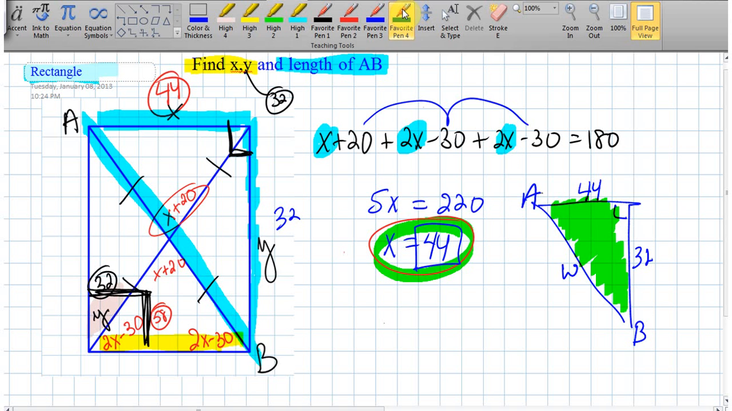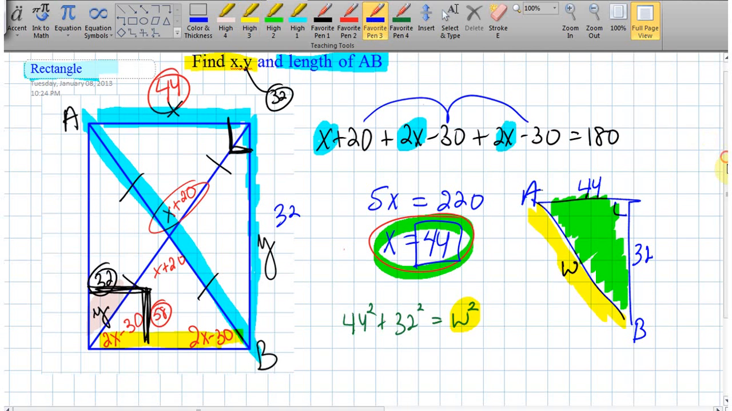So when we set up Pythagoras, let's do that. Let's go 44 squared plus 32 squared equals W squared. Notice I put the W squared all by itself because when we set up using Pythagoras, the hypotenuse is always going to be by itself. So what do I know? I know 44 squared is 1936, and then I take that and add it to 32 squared, and I'm going to get 2,960, and then I take the square root of that, and it is not a nice whole number. It's not a big deal.